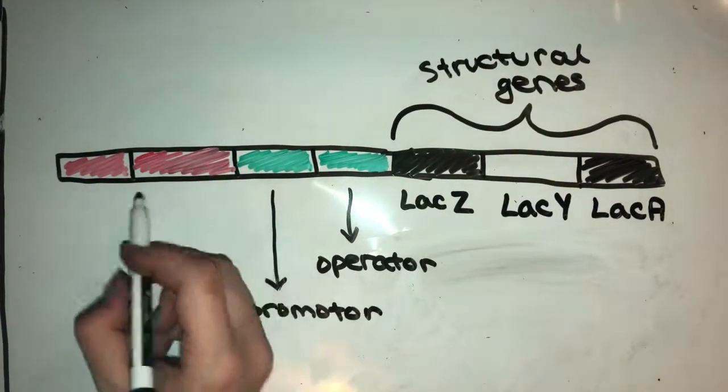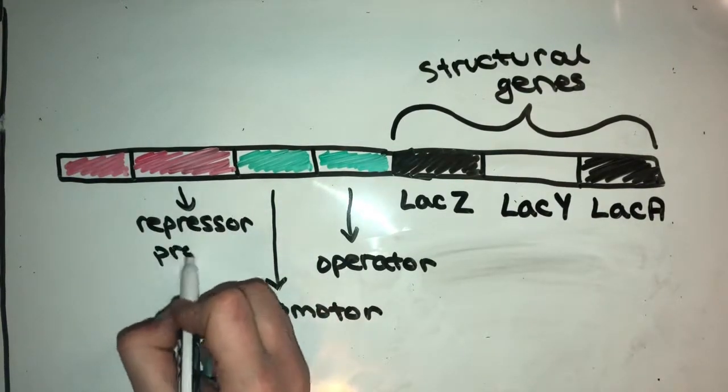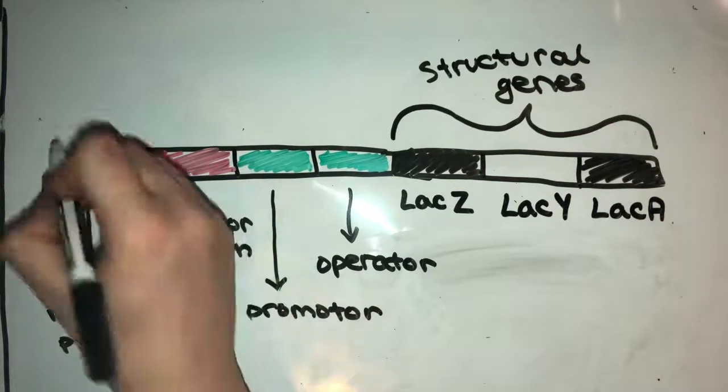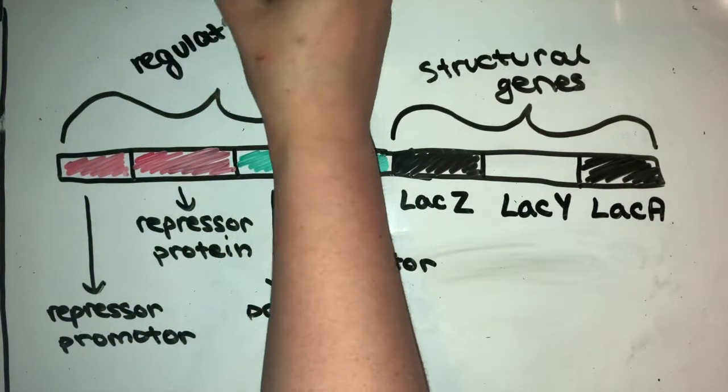Now, there are also two other regulatory sequences in the lac operon: the promoter, which can bind with RNA polymerase so transcription can occur, and next, the operator. Upstream of that are two other regulatory elements of the DNA, called the repressor protein gene and the associated repressor promoter.